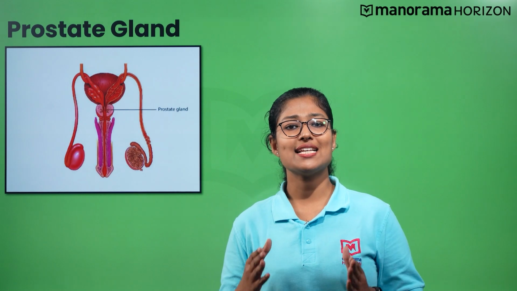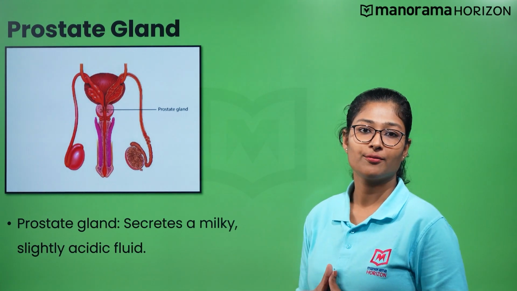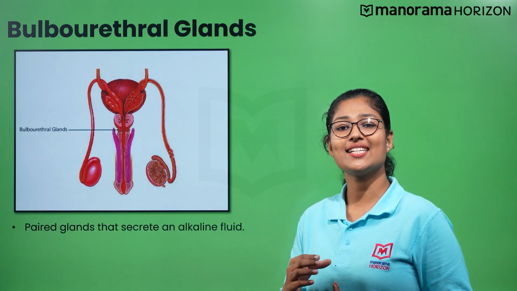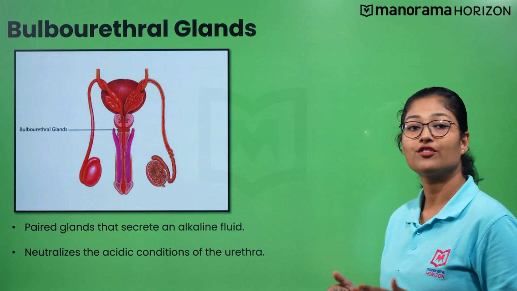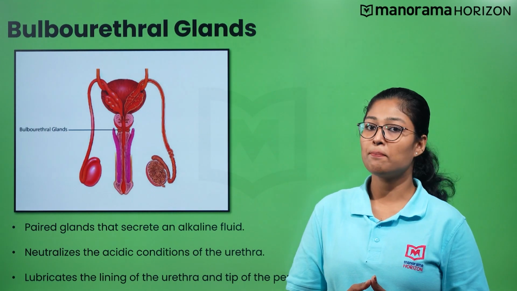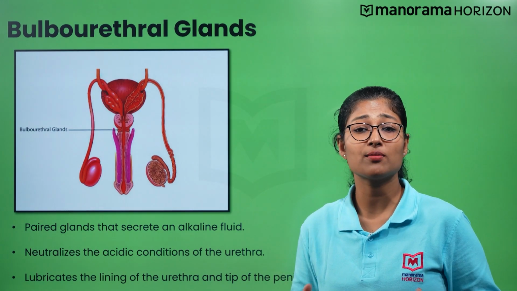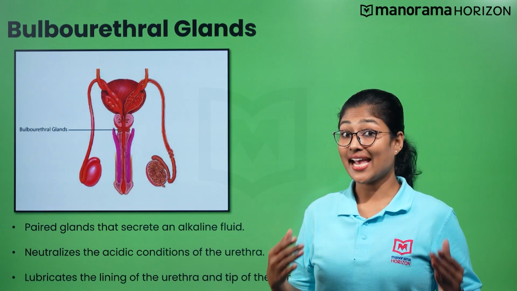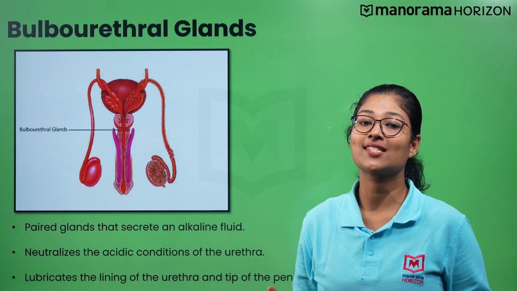The prostate gland is a single gland that secretes a milky, slightly acidic fluid. The bulbourethral glands are the paired glands that secrete an alkaline fluid. It neutralizes the acidic conditions of the urethra and lubricates the lining of the urethra and the tip of the penis. So the secretion of these accessory sex glands and the sperms together make the semen that is carried from the urethra. The urethra extends through the penis and terminates in the urethral meatus, which is its external opening.